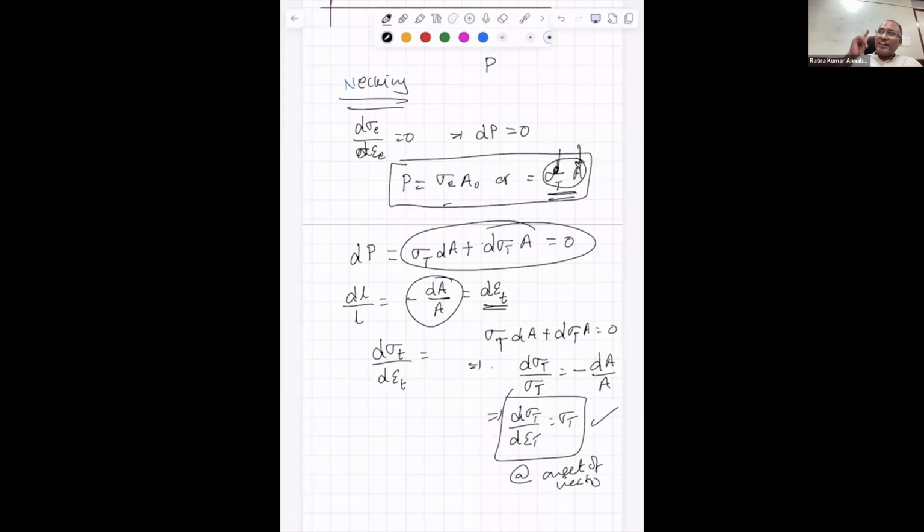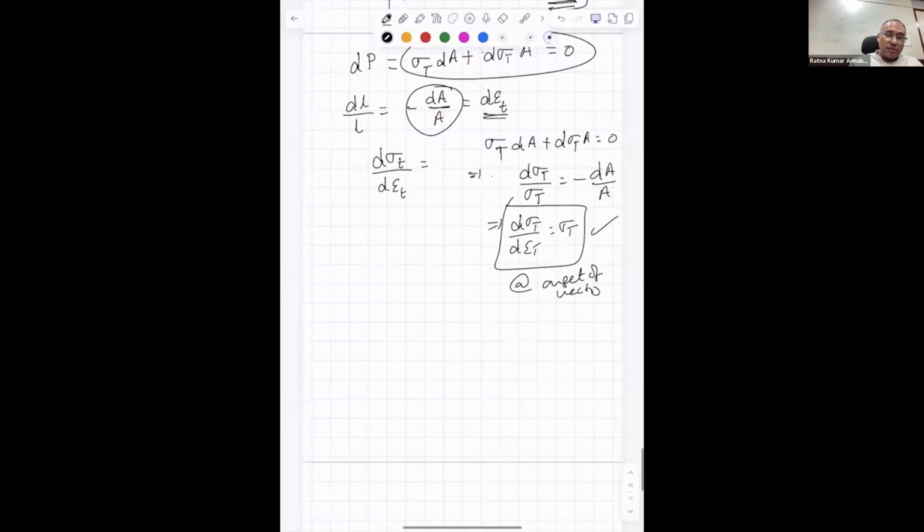Which means, when does necking happen? Necking happens when the derivative of true stress with respect to true strain becomes equal to the value of true stress. So the condition for onset of necking can be dσE/dE equal to 0, or dσT/dεT is equal to σT. Both represent the condition for necking.